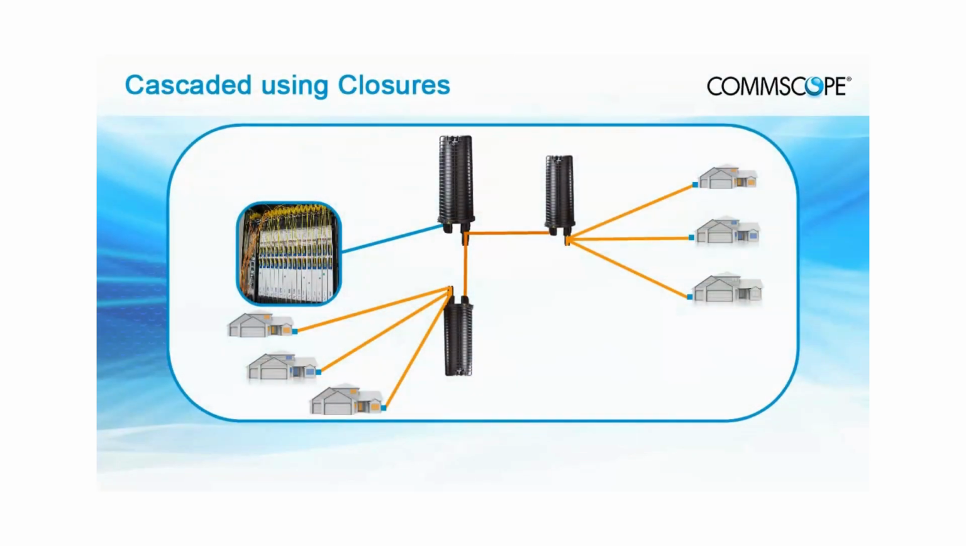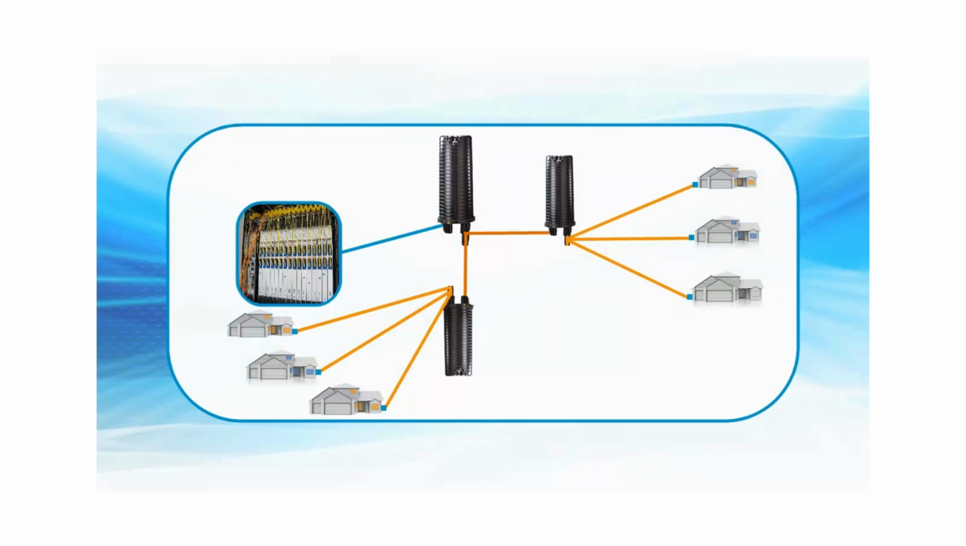In a cascaded architecture using splice closures from the central office, the feeder fiber enters the closure and passes through the first splitter. The output fibers then feed into smaller closures or fiber access terminals that are closer to the customer. At each smaller closure, a distribution fiber enters another splitter.